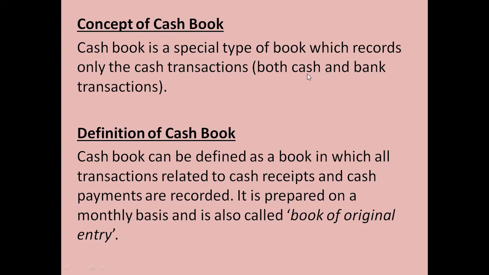By cash we refer to the liquid cash, the currency notes that we possess in our hand. And bank, that is the bank deposits, whatever bank balance that we have. So in this cash book, both cash and bank transactions are recorded, but I'm referring to the cash transactions. By cash transactions, we mean that the payment is made immediately.